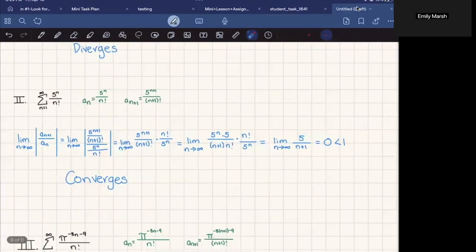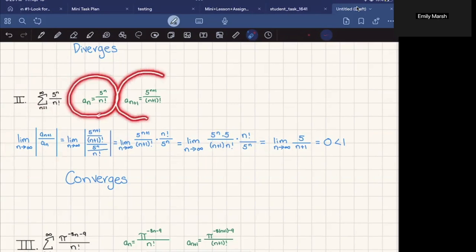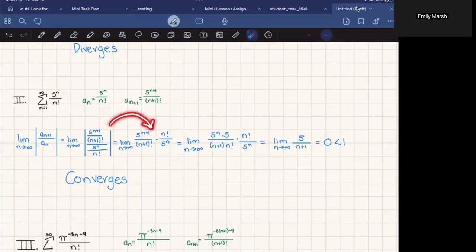Our next series is this one here. We have the summation of n equals 1 to infinity, where it is 5 to the power of n divided by n factorial. Now, we are finding the same exact thing with the same exact steps. So our first thing is we want to define a sub n, which we do here, and we define a sub n plus 1. We then substitute those in to where we need to in our limits. We take the reciprocal and multiply that.